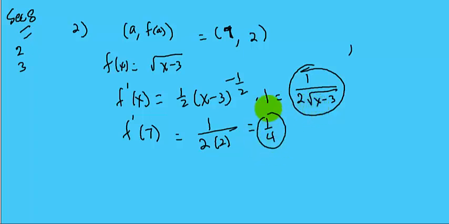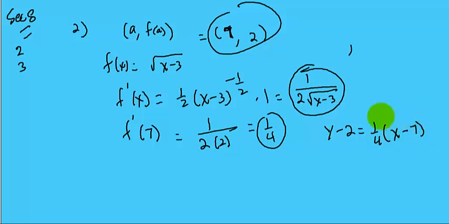Now you have the slope, you have a point. What's the equation of a tangent line? y minus 2 equals 1/4 times (x minus 7). And for those of you that are nostalgic about y equals mx plus b, you still have a lot of work to do. So y equals mx plus b is not really a very efficient way of finding the equation of a tangent line.